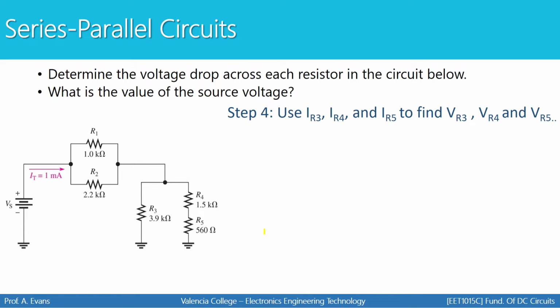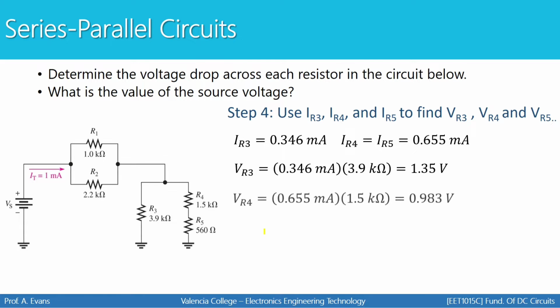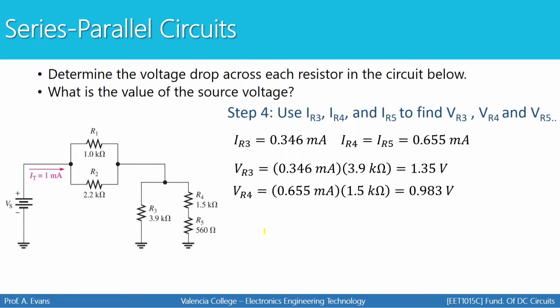Now I know the current for R3, R4, and R5, and I'm going to use that and Ohm's Law to find the voltage for R3, R4, and R5. So we know the current for R3, we know the current for R4 and R5. Use Ohm's Law to find the voltage for each resistor. Here's the voltage for R3. Here's the voltage for R4. Here's the voltage for R5.